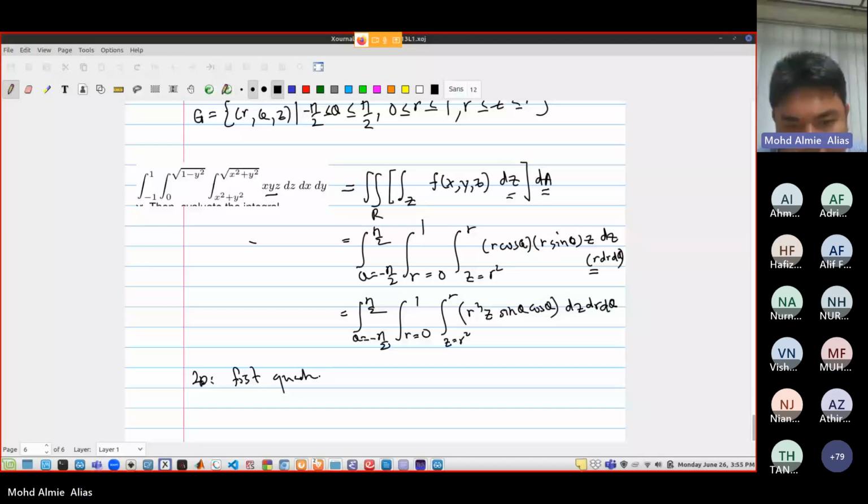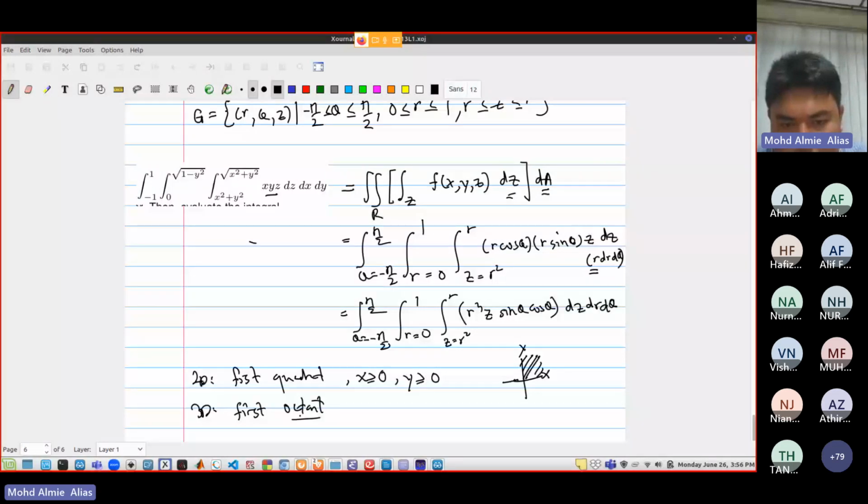The first quadrant is when X is greater than or equal to 0, Y is greater than or equal to 0, which means that if this is your X, this is your Y, then it's actually this part. But in 3D, you might encounter many times the first octant, because now your region is divided into 8 sub-regions. So the first octant is X greater than or equal to 0, Y greater than or equal to 0, Z greater than or equal to 0.